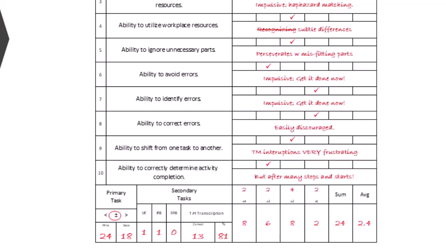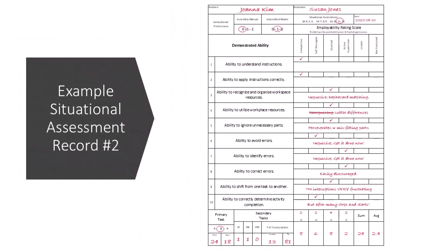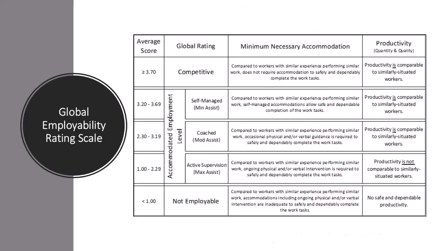Joanna required 24 minutes and 18 seconds to complete the situational assessment. In terms of rule breaks, Joanna had 1 unidentified error. She also had an instructional rule break. She did not notify the evaluator when she finished. As with her earlier work sample test, she had no safety rule breaks.